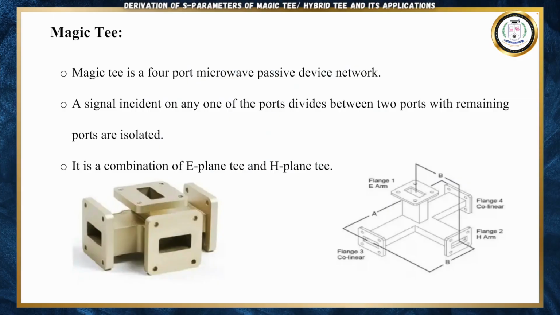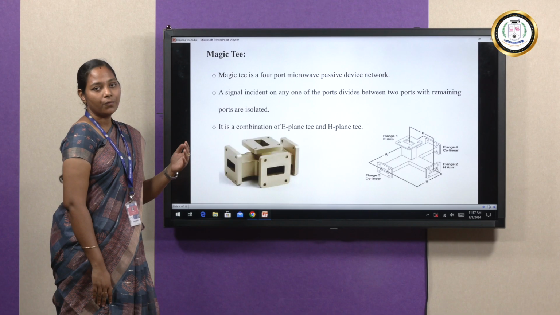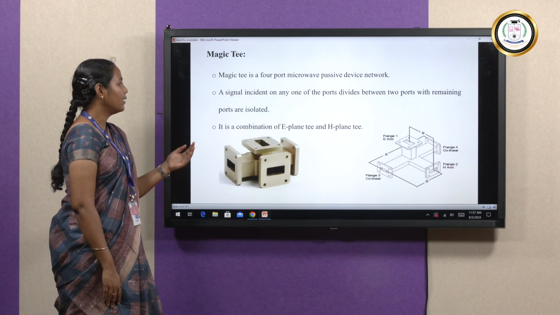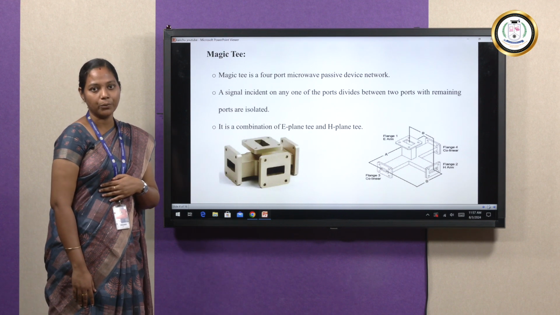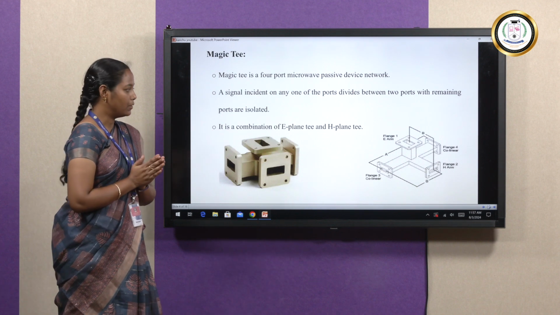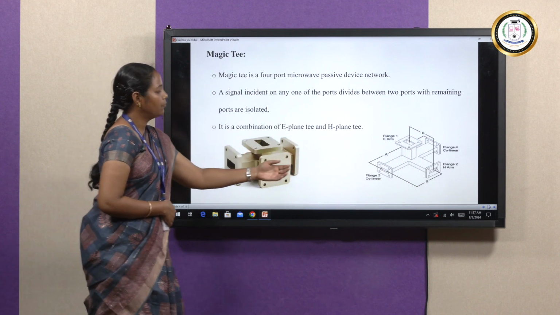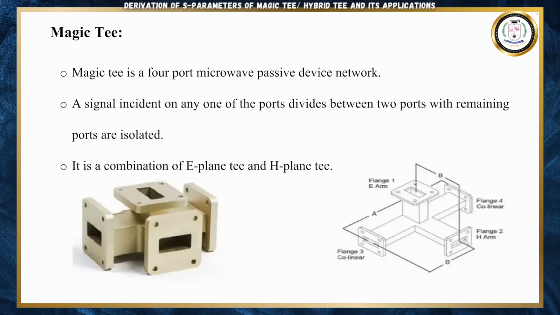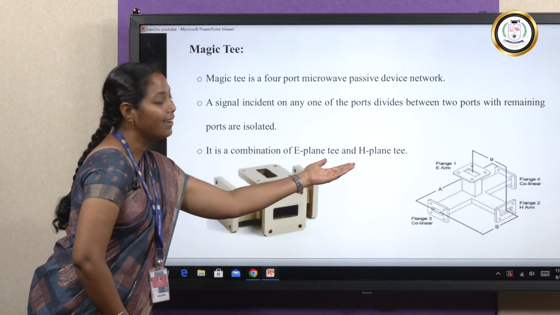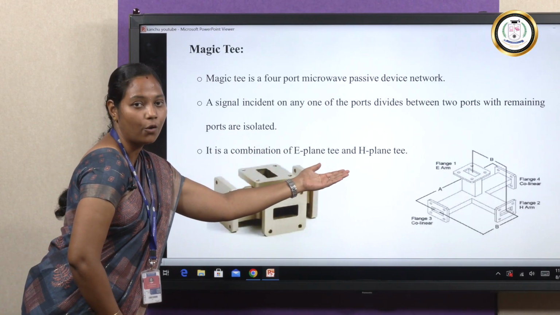What is the magic tee and what do we need? The magic tee is a 4-port network, we know that. So we have to use the S parameters as 4 cross 4. This is a square matrix. The second thing is that if you give the input signal, it is divided. For example, we have 2 collinear arms, port 1 and port 2. The third port is the H-plane, and the upper port is the E-arm, which is the fourth port.